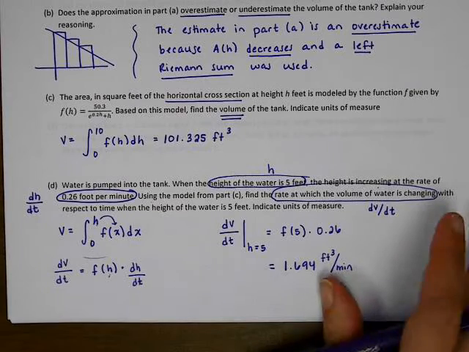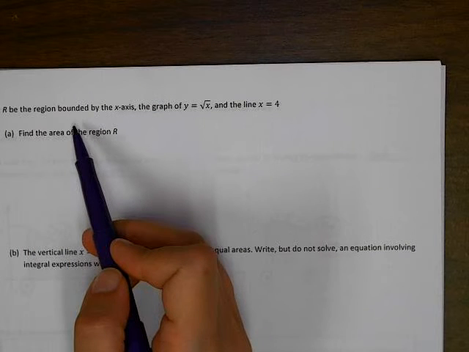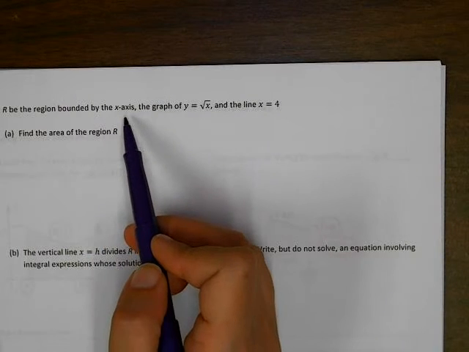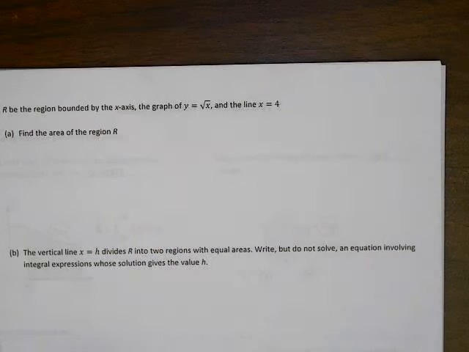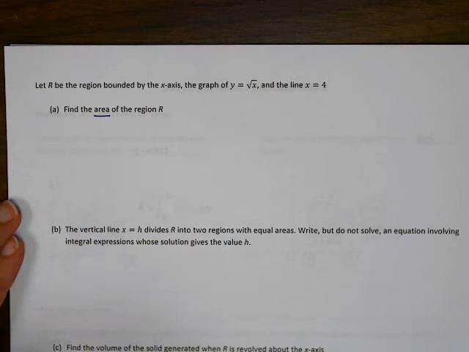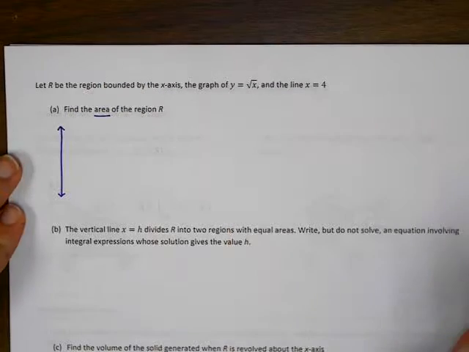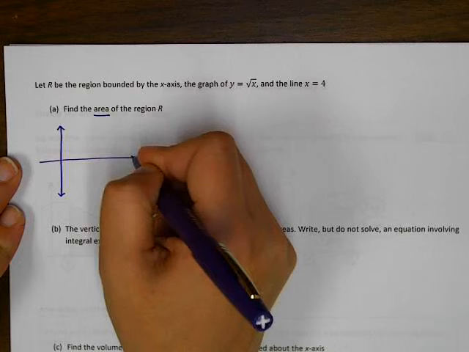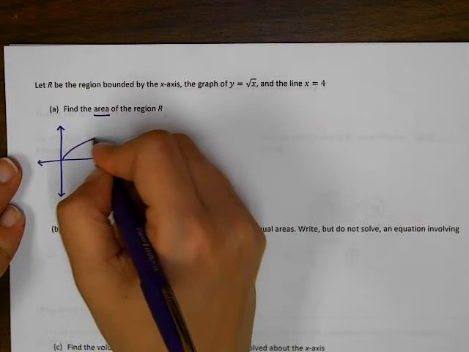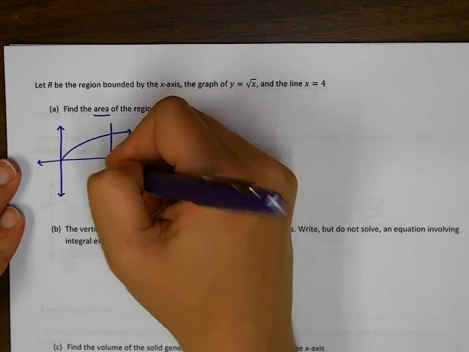Now let's look at a non-calculator example. So it says in this problem, let R be the region bounded by the x-axis and the graph of y equals the square root of x and the line x equals 4. Part A says find the area of region R. So I'm going to go ahead and sketch a graph because I know when I'm trying to find my area, that's really helpful. My square root function is going to look like this. And x equals 4 is going to be a vertical line here.